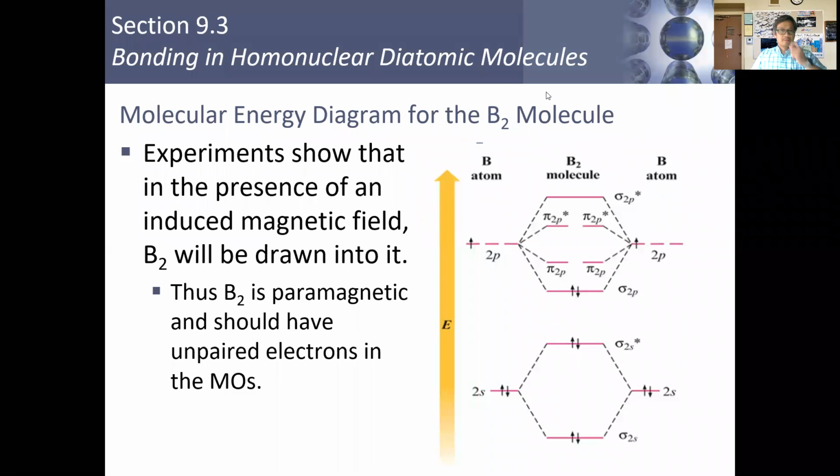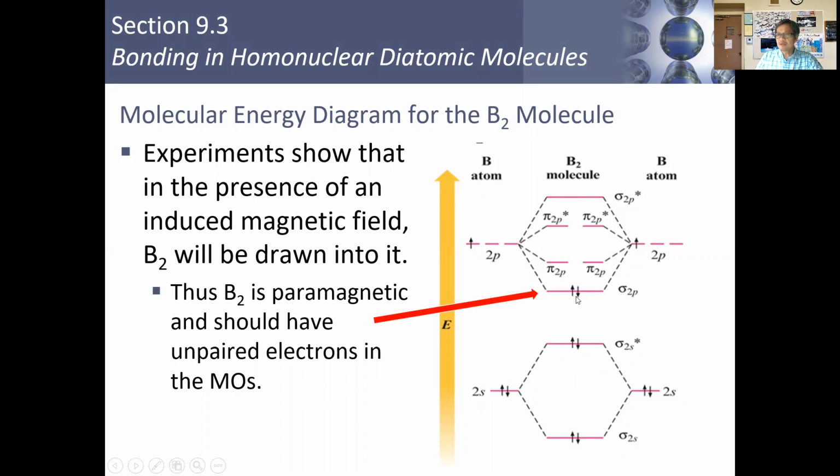Okay, so B2, diboron, has to be paramagnetic, which means we have to have a set of unpaired electrons in these molecular orbitals. The way it's set up here, we can't have that. The way we've predicted the electrons should fill, this energy diagram for the molecular orbitals can't be correct. So we can propose a way that this can split up. How can this split up?